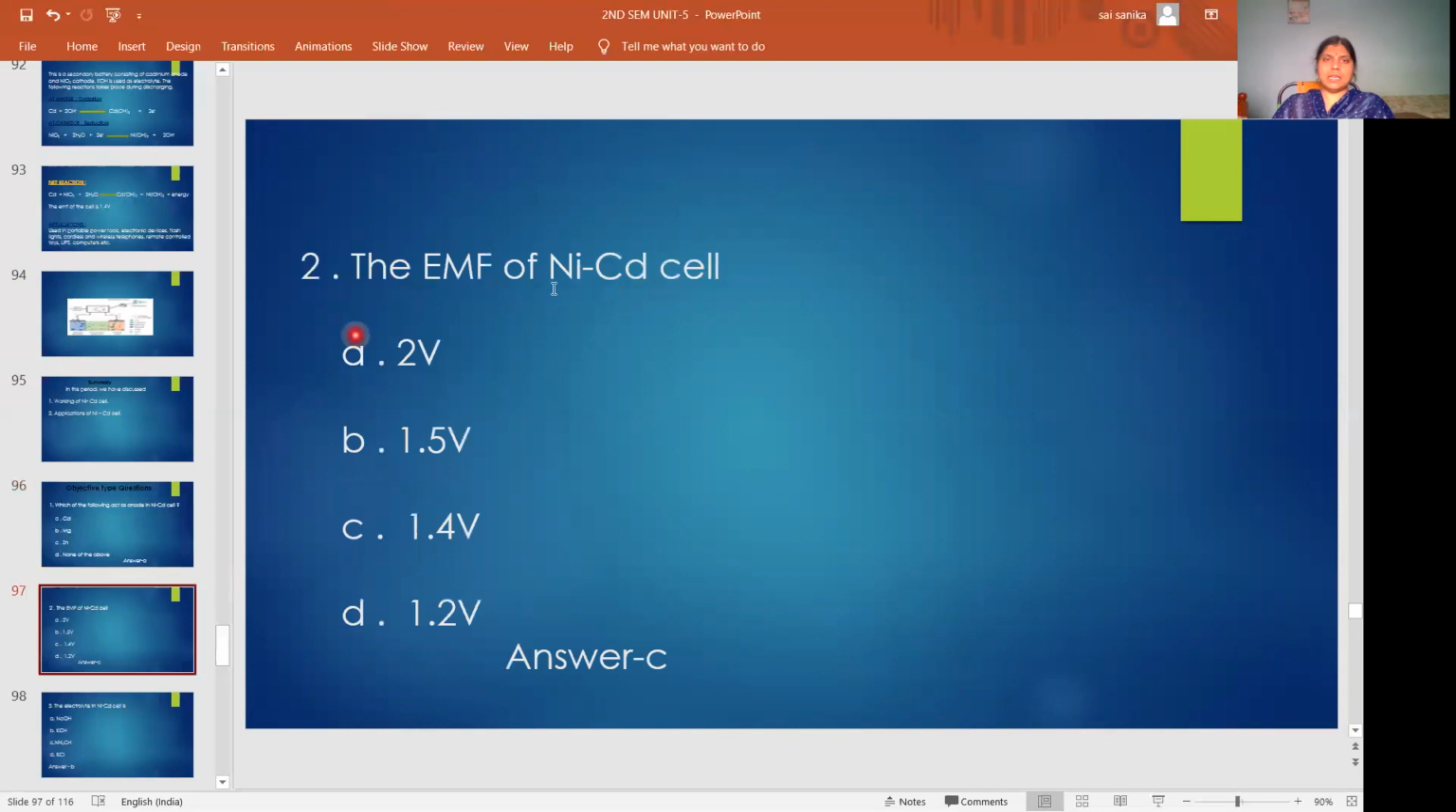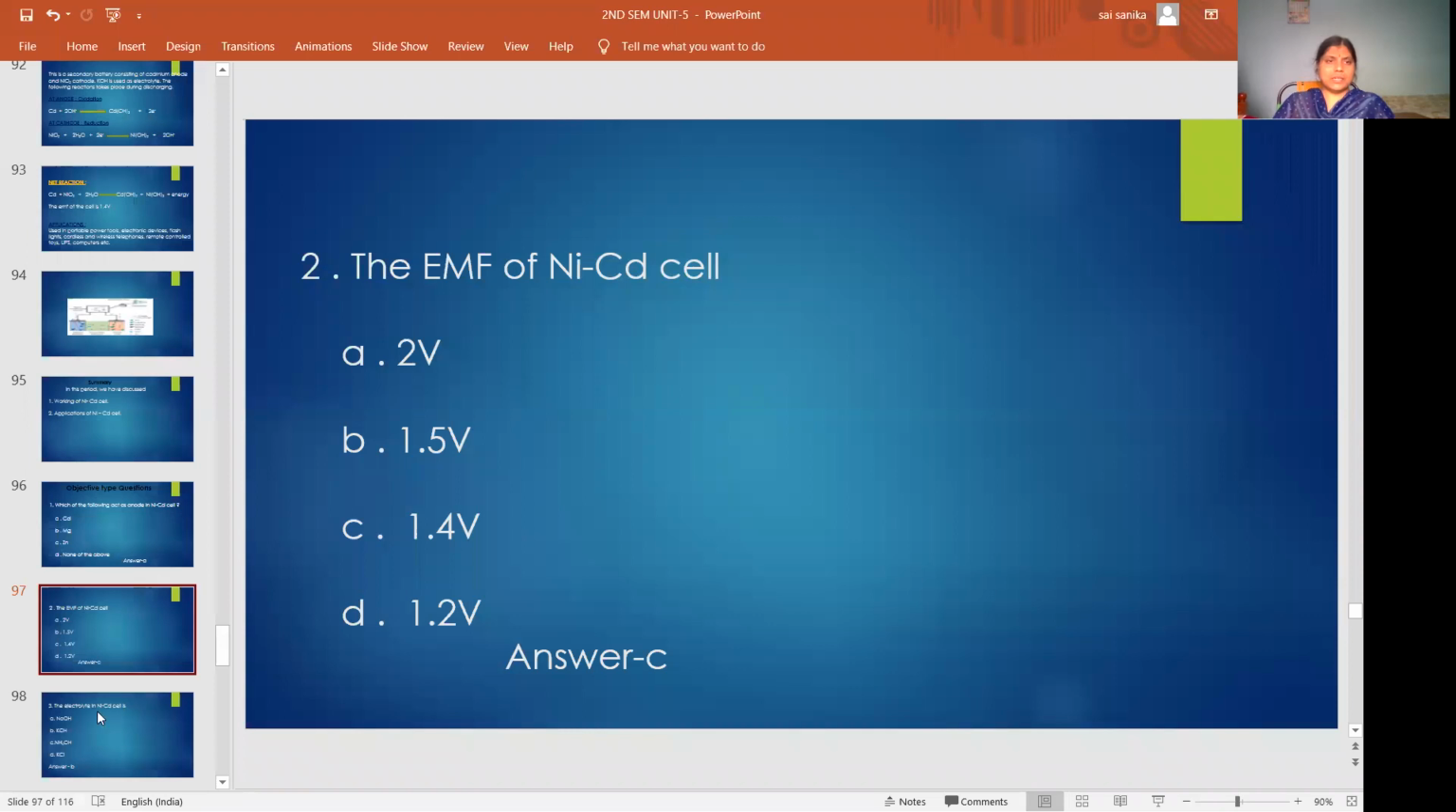The next, the EMF of nickel cadmium cell: A 2 volts, B 1.5 volts, C 1.4 volts, D 1.2. So what is the answer? C. 1.5 is for dry cell, 2 volts for lead storage battery, and 1.4 for nickel cadmium cell. So the EMF of nickel cadmium cell is 1.4 volts. Okay.